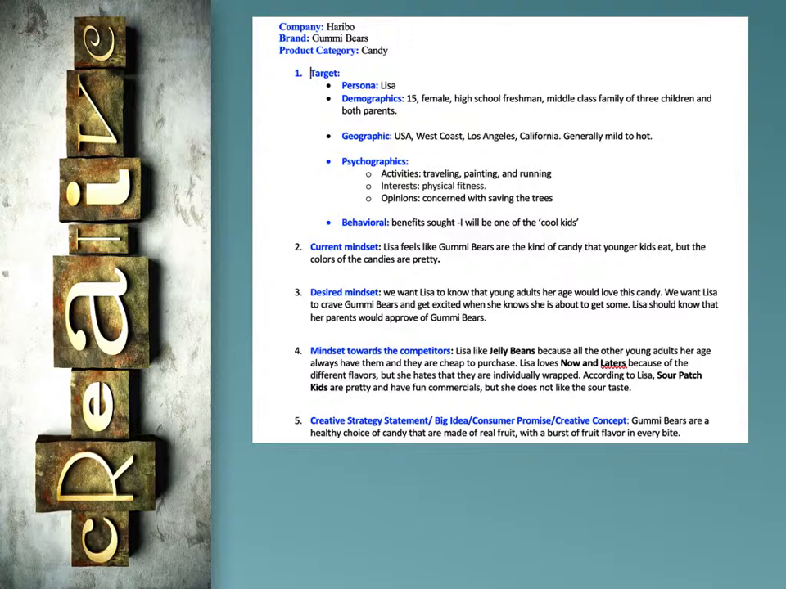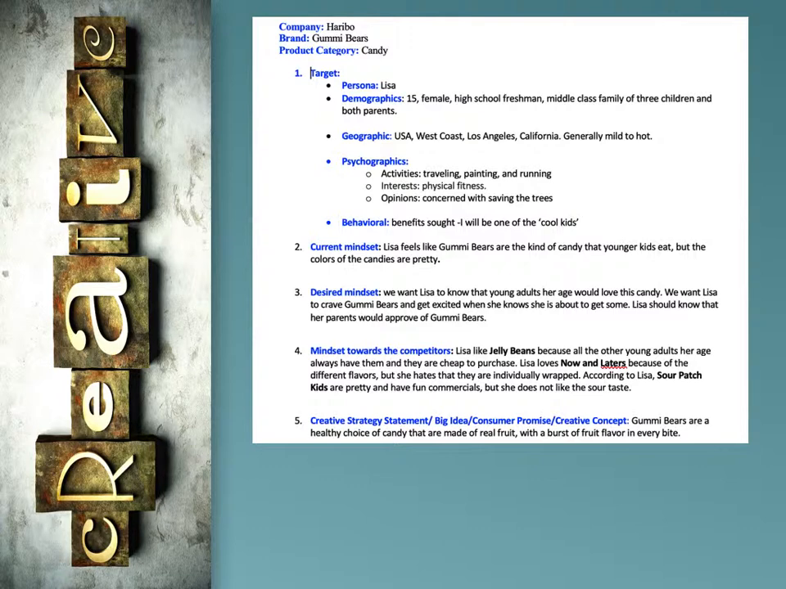So this is straightforward, usually one sentence. And for this one, gummy bears are a healthy choice of candy that are made of real fruit with a burst of fruit flavor in every bite. So when Lisa leaves this ad, when the TV commercial goes off or she turns the page, we want her to know that this is a healthy choice of candy. It's made with real fruit and it has a burst of fruit flavor in every bite.